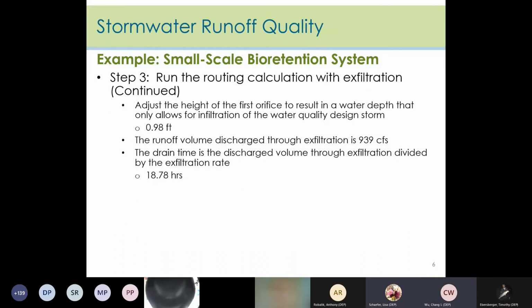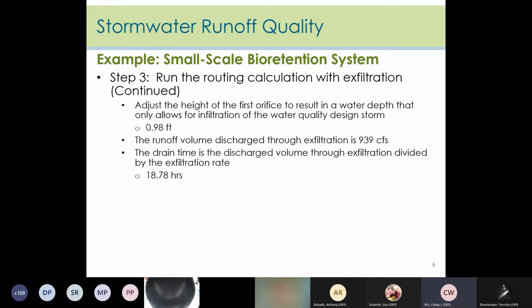Continuing the calculation, you have to adjust the height of the first orifice to result in a water depth that only allows infiltration of the water quality design storm. By trial and error, that is 0.98 feet. Please note that there's a maximum water depth in each chapter of the BMP design manual, so you have to look into the requirement. The runoff volume discharged through exfiltration is 939 cubic feet.